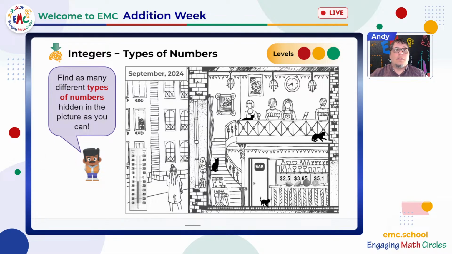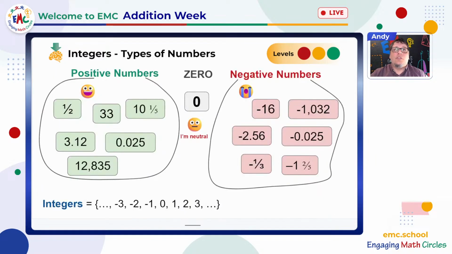And that's what we're talking about. These are integers. So integers are positive numbers and negative numbers, but not decimals and not fractions. I only want whole numbers. So to get the integers, we're talking about -3, -2, -1, 0, 1, 2, 3. We can keep going up. We can keep going down.